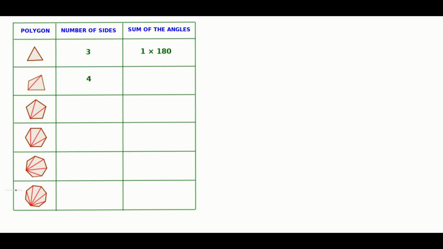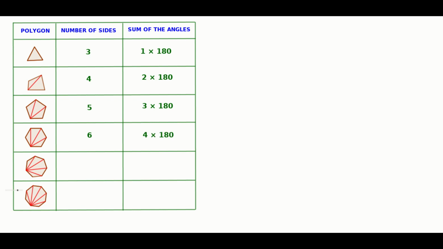It has 4 sides, and it is divided into 2 triangles, and therefore the sum of the angles is 2 into 180. A pentagon having 5 sides divided into 3 triangles, and therefore sum of the angles 3 into 180. A hexagon having 6 sides divided into 4 triangles, and therefore the sum of the angles is 4 into 180.